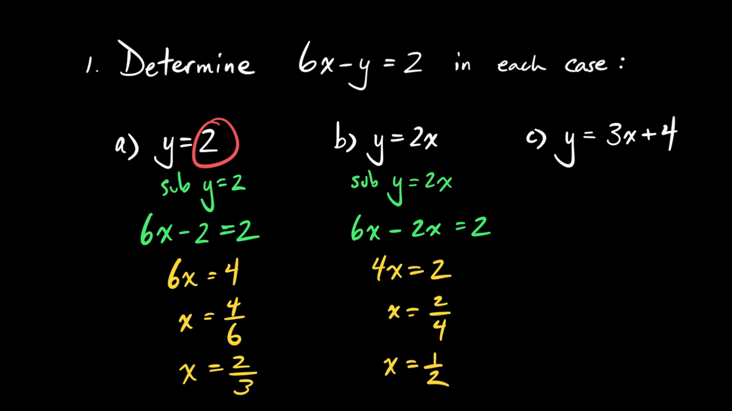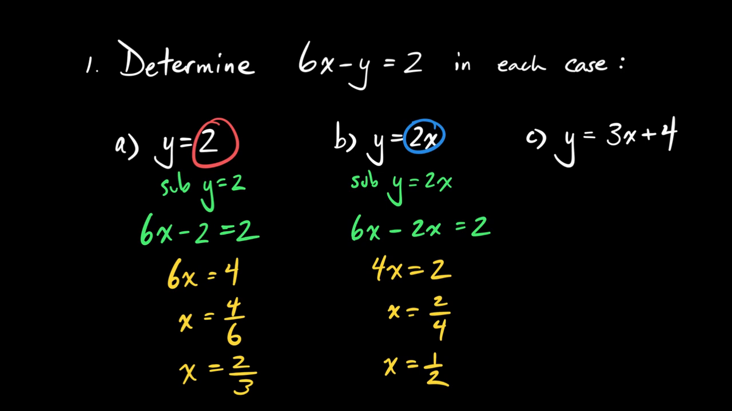In B, y equals 2x. Now that's an expression that can change value. We don't know the value of 2x because we don't know what x is. But it didn't change the way we could deal with the problem. If y is equal to 2x, then I can replace my y with 2x, and now just deal with the outcome.